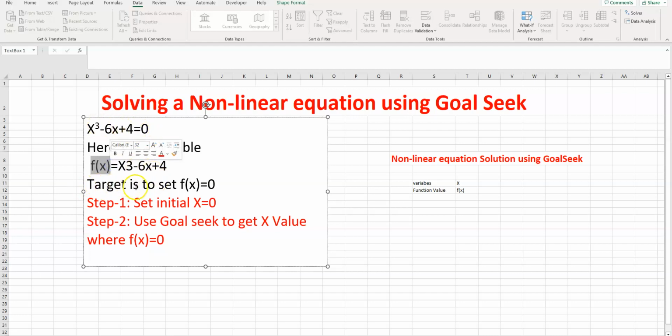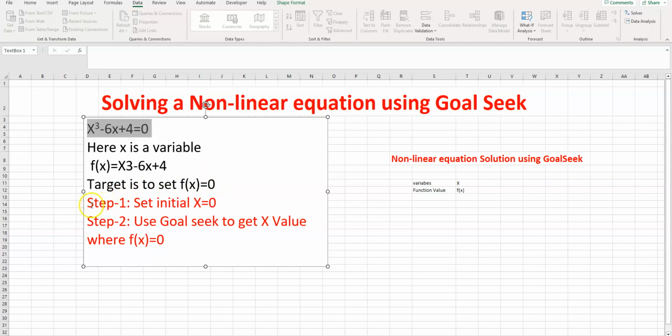So our target is to set f(x) equal to 0, which means we have to get such a value of x so that f(x) will be 0. That will be the solution of this equation. Though there are 3 roots here, using goal-seek we will get one root. So our target is to get one root so that f(x) will be 0.